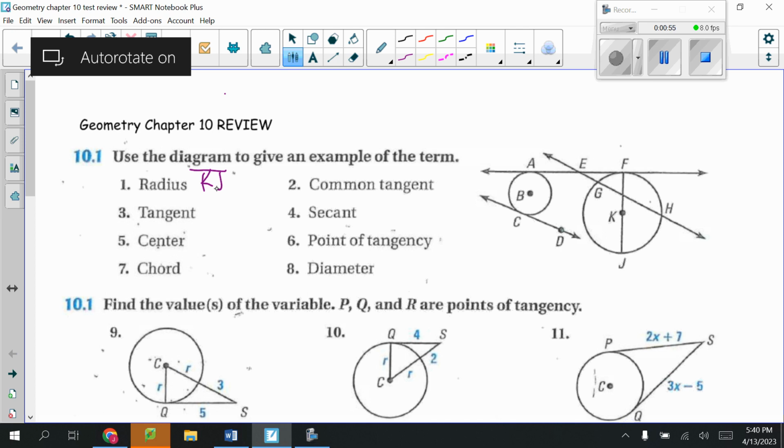Number two, we want a common tangent. Remember that a common tangent is a line that touches more than one circle and only one spot on the outside. So in this picture, the only common tangent we have is AF. And so AF, and I would have to name it with the arrows. Number three, a tangent. The only tangent in this picture that is not a common tangent is line DC.